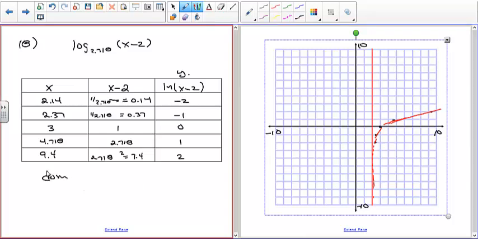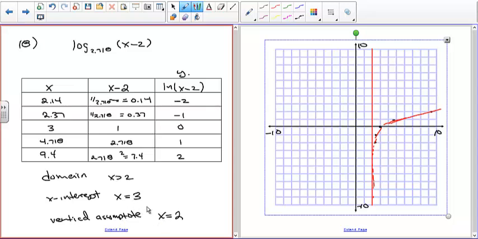So back to our question. The domain is x is greater than 2. The x-intercept is x equals 3, so that's this one here. You see it over here. And the vertical asymptote, that's a line which is x equals 2. Again, these kind of complement each other. So you can see this is the line x equals 2.